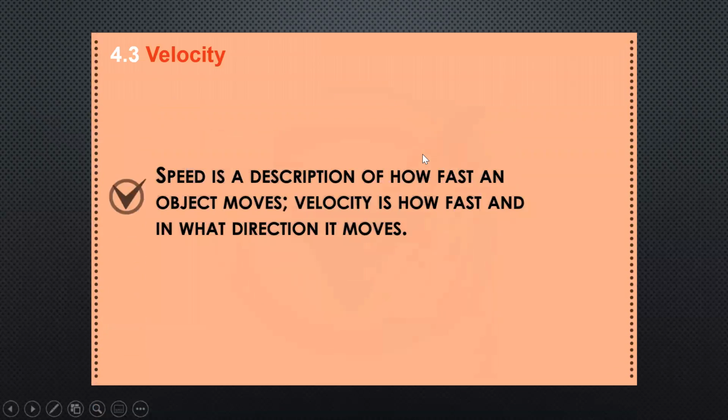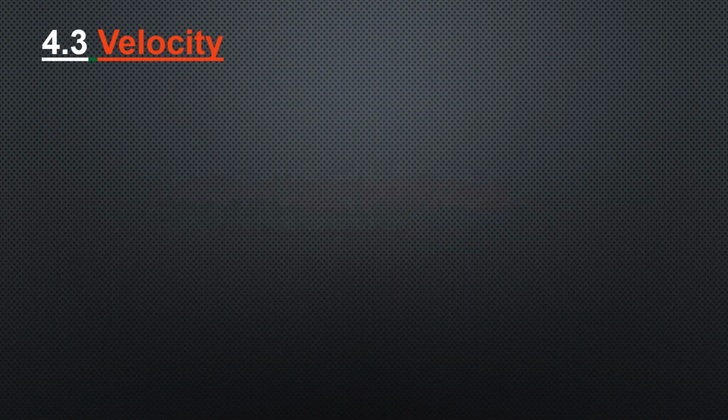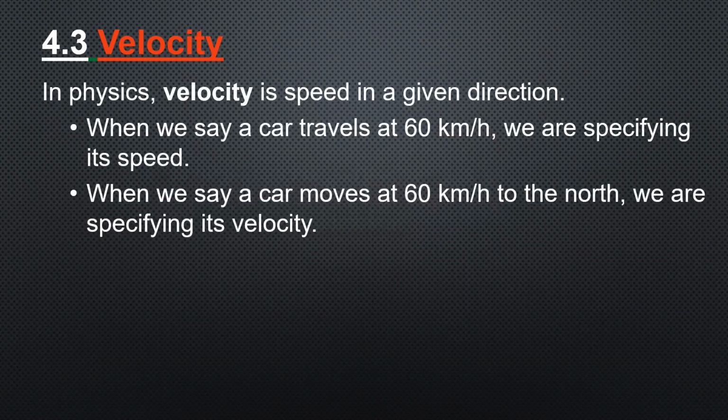Speed is a description of how fast an object moves, while velocity is how fast and in what direction an object moves. In English, we always use these terms interchangeably. In physics, we have to be very specific. Speed does not care about direction, velocity does. So speed is a scalar, velocity is a vector. In physics, velocity is speed in a given direction.